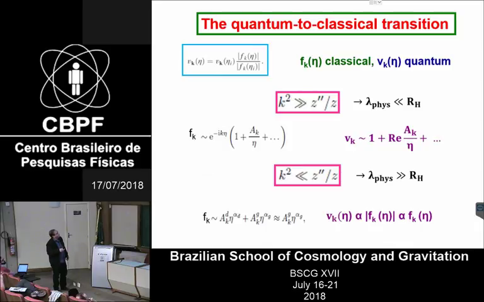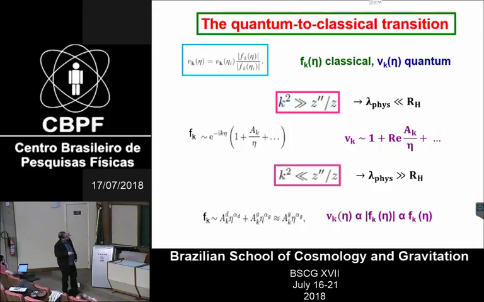So let us take the moment where k squared is much bigger than z'' over z. In this situation, the solution for F is just an oscillator. This situation, k squared much bigger than z'' over z, is for eta very big. And so this is a small modification. So F is just oscillating. But now you plug this here, then you can see that V will be almost a constant. So they are very different solutions. This is really quantum behavior, and this is classical behavior. So in this situation, the fluctuations behave really quantum mechanically.